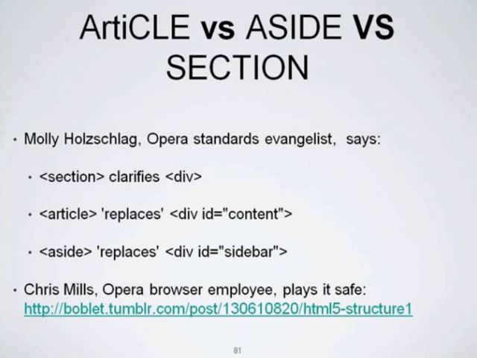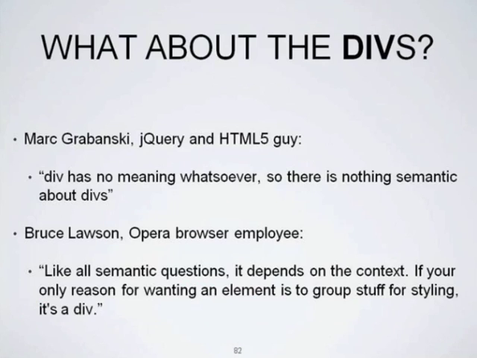Aside is tangentially related, article is a discrete piece of content, and that section also contains articles, for example. So I was taking a survey, so I asked more people. Slide 82, Molly Holschlag, who used to be an Opera standards evangelist, says that section clarifies div, article clarifies div ID content, and aside replaces div ID sidebar.